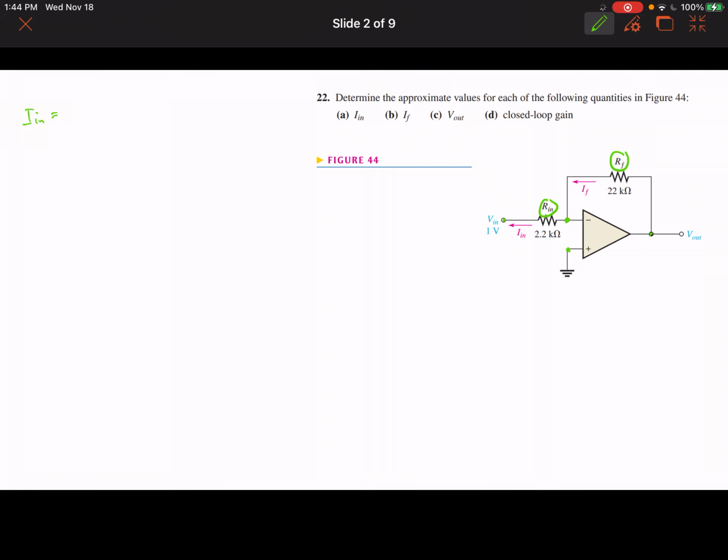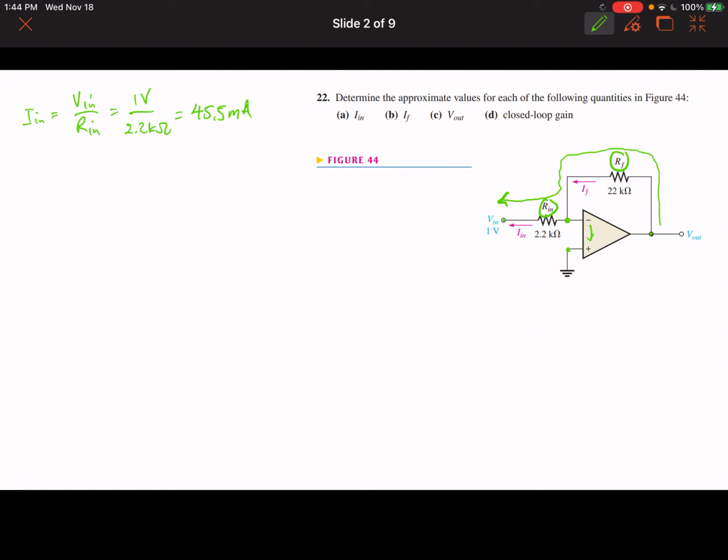So the input current is equal to 1 volt, or V in, divided by R in, which is equal to 1 volt divided by 2.2 kilo ohms, and this gives us 45.5 milliamperes. Now, since this is grounded, the current coming from the output goes through here, and then through here. This means that there's no current going through here according to golden rule number 1.